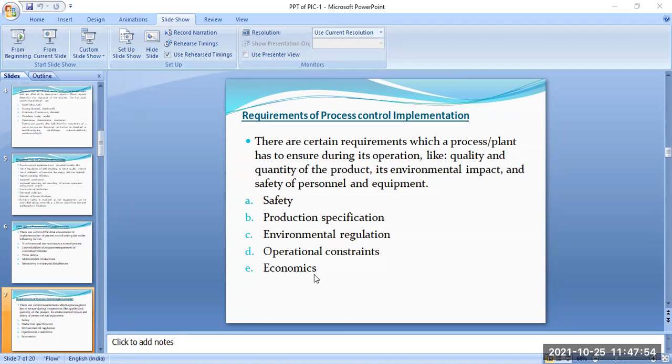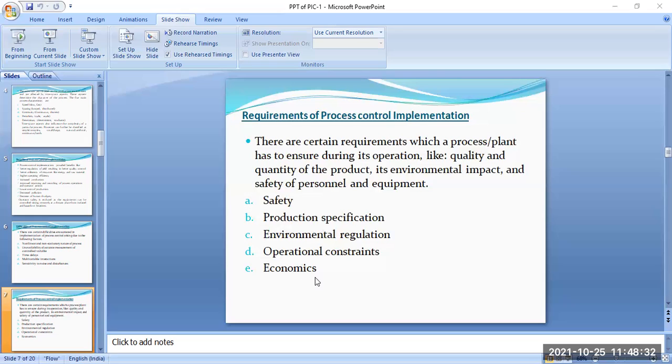Okay, so this minimum operating cost. We have to decrease the operating cost, and accordingly we have to increase the profit. That is the maximization of profits. So it should be economical in utilization of material, and also manpower, energy, and capital also. Okay, so this economics is another important requirement of process control plant or industries implementation. So I repeat once again, this plant or process must operate at the optimum level.